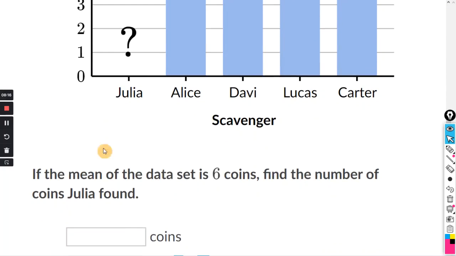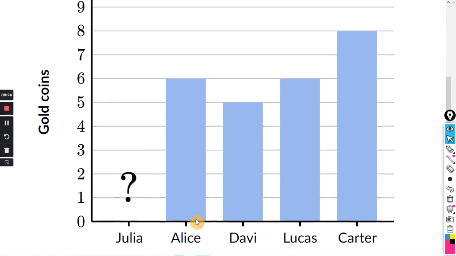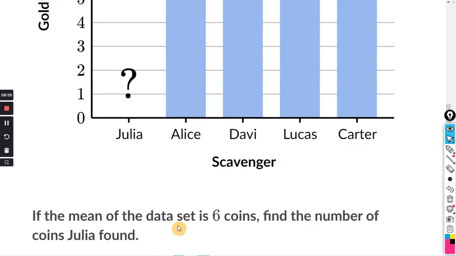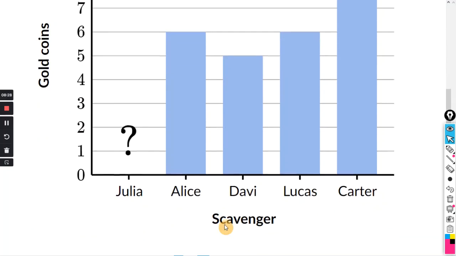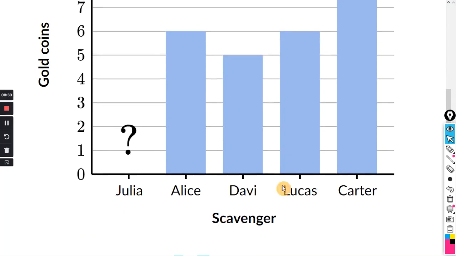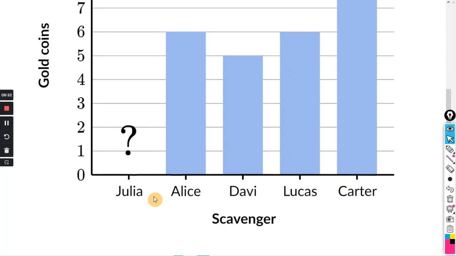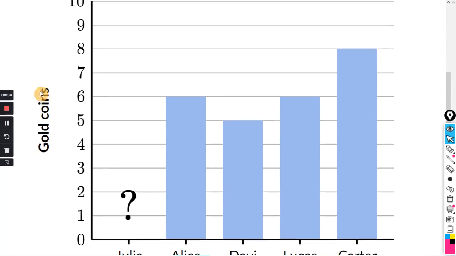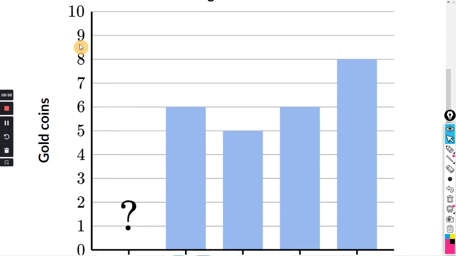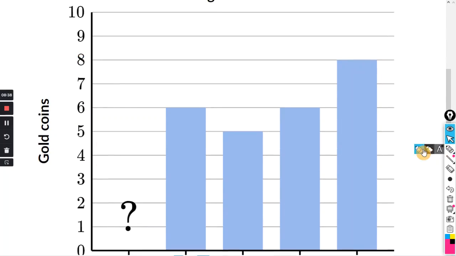All right, I'll show you one more with the bar graph. It says, if the mean of the data set is 6 coins, find the number of coins Julia found. Let's take a look. It says the mean is 6. So I'm going to write that on the top. These are the names of the scavengers, and the x-axis is the number of coins. So it says the mean equals 6 in the write-up.